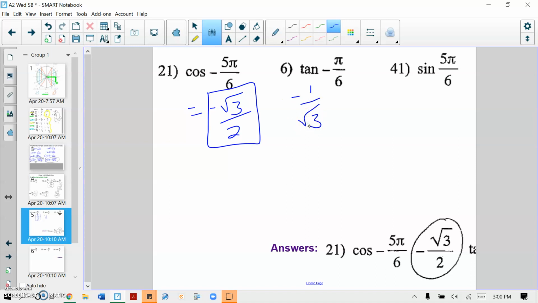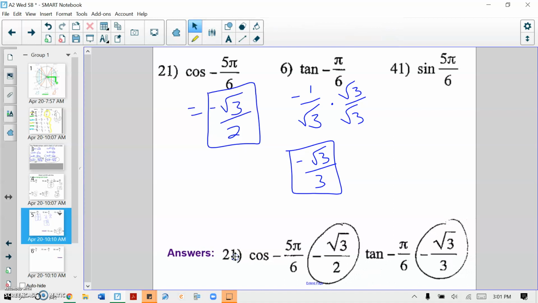I don't like that, though. I need to rationalize the denominator. So I actually want negative square root of 3 over 3 for my final answer. Let's see how I did. Yay, okay. I'm not making any more mistakes, so that's good.